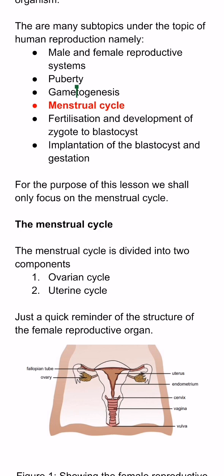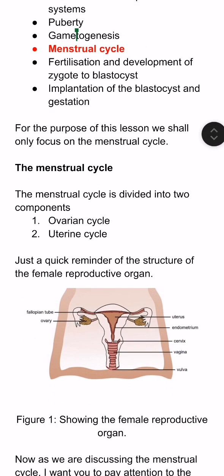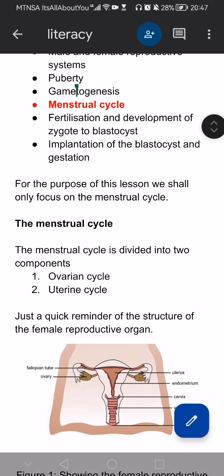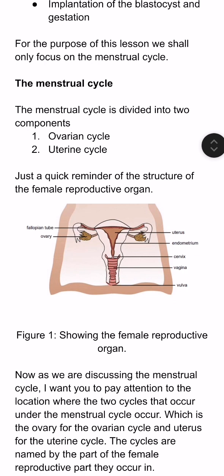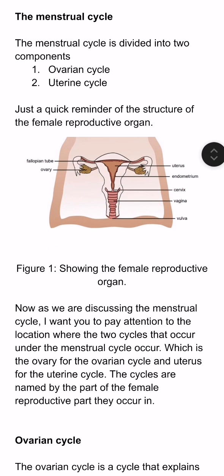For the purposes of this lesson, we shall focus on the menstrual cycle. That's why it's highlighted in red there. So let's speak about the menstrual cycle. The menstrual cycle can be divided into two components. It consists of the ovarian cycle and the uterine cycle.